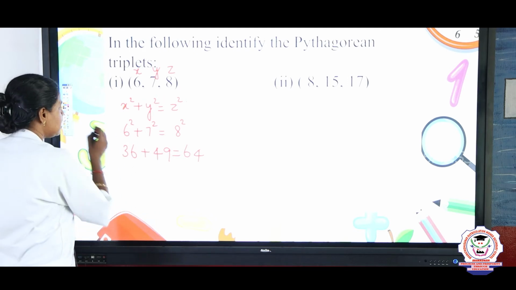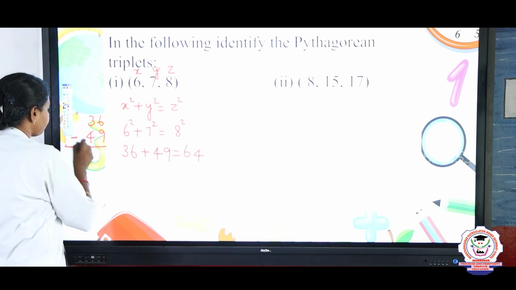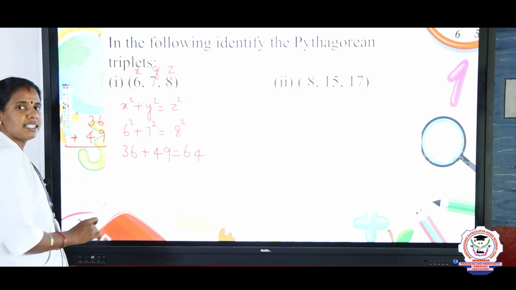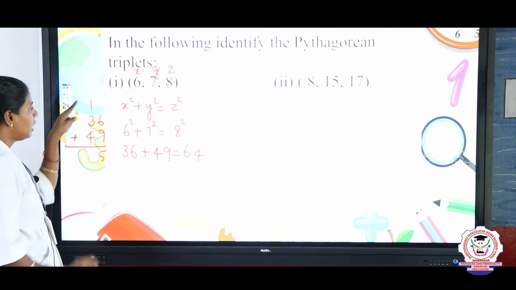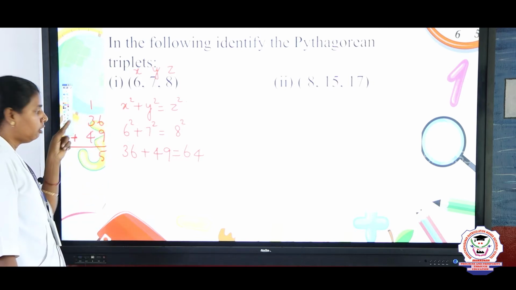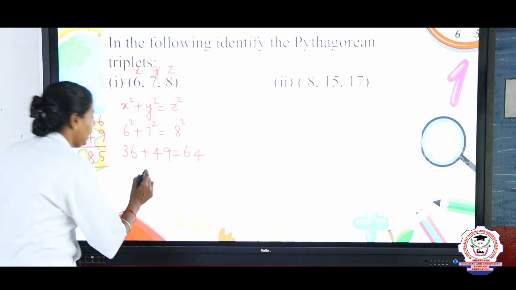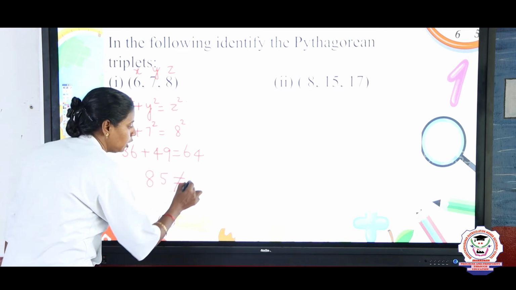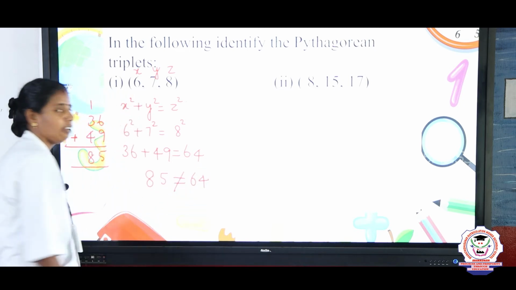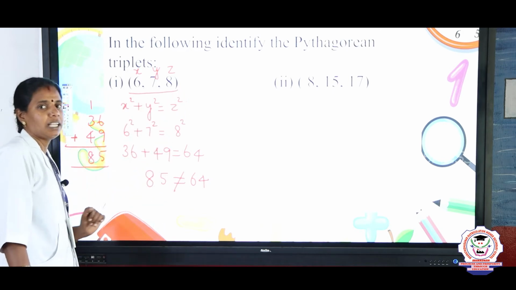36 plus 49. Add this. 9 plus 6 is 15. 5, remaining 1. 3 plus 1 is 4. 4 plus 4 is 8. So the answer is 85. 85, which is not equal to 64. Therefore, the given set 6, 7, 8 is not a Pythagorean triplet.